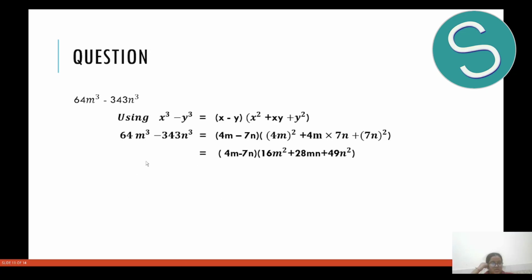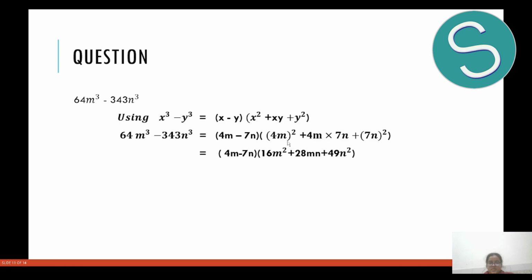Next question is, we have to factorize 64m cube minus 343n cube. So we know 64 is the cube of 4 and 343 is the cube of 7. So we can use the formula x cube minus y cube, which is equal to x minus y into x square plus xy plus y square. So after analyzing we will find that x is 4m and y is 7n. So x minus y is 4m minus 7n.